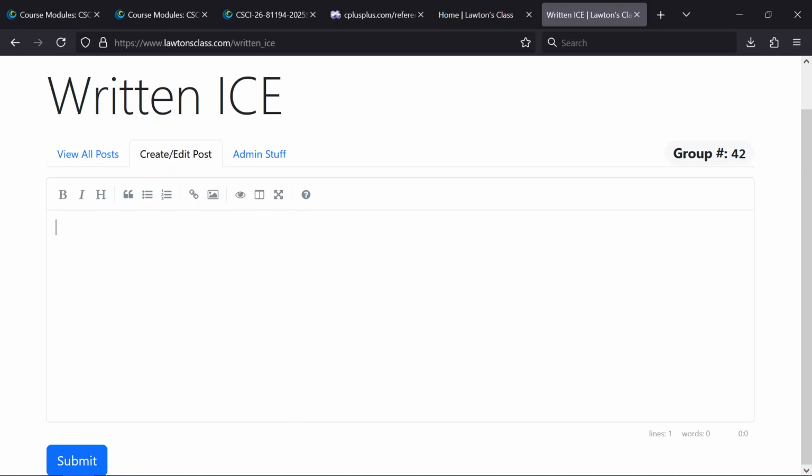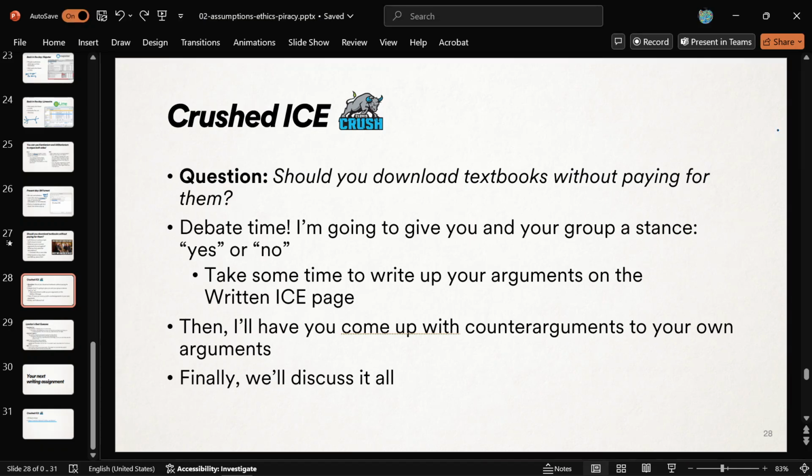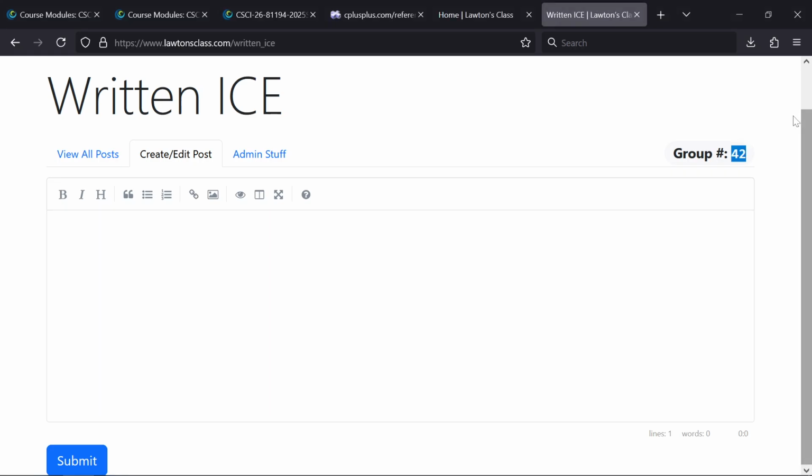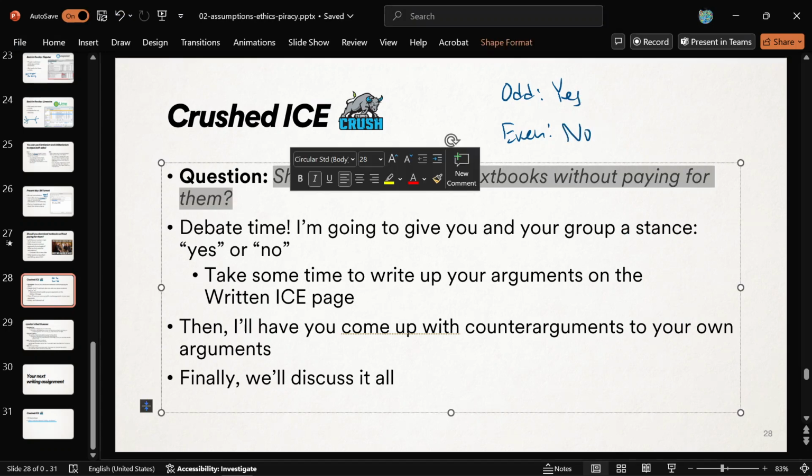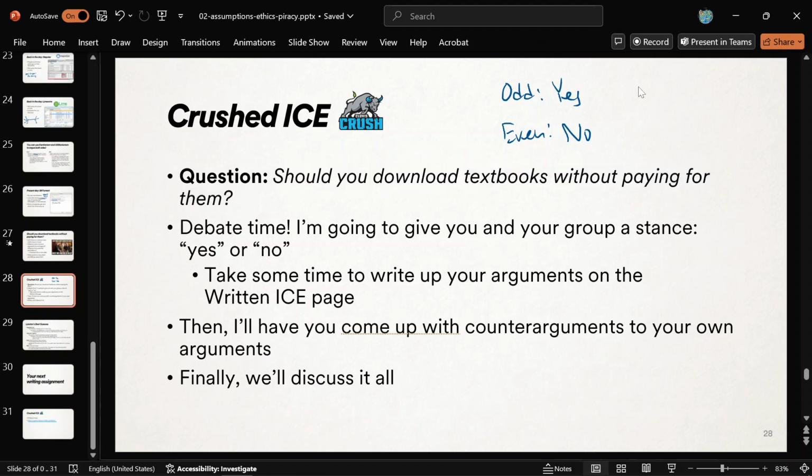But now that you have a group number as your group, what you'll do is I'm going to say that if you are an odd number or an even number, I want you to think about this question in a certain way. If you're odd, I want you to say yes. If you're even, I want you to say no. So if I were part of my even group, my thought would be, no, I should not download textbooks. Does that make sense? I've been given that stance. All right, so based on your number, I'm telling you which way to think.